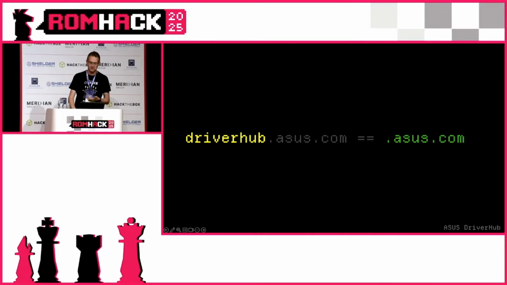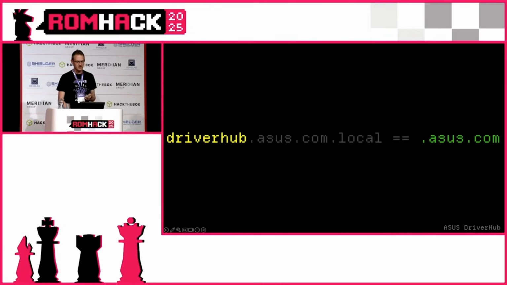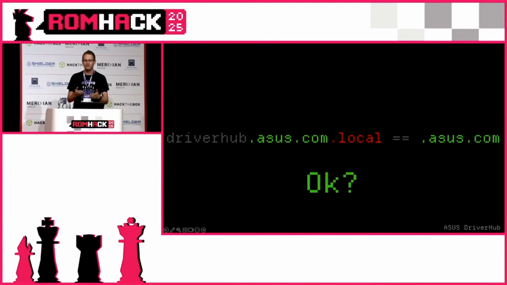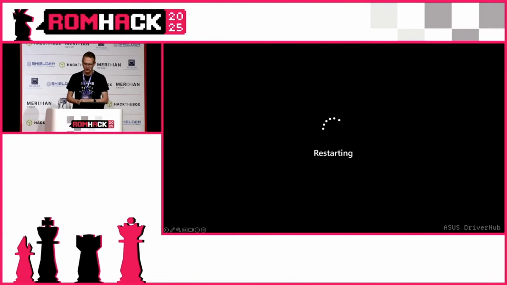To visualize what this might look like, imagine you want to check if driverhub.asus.com matches the asus.com origin. The iterator will pass along until it's finished with the string, and it will return OK, exactly as you would expect it to do. But what if you gave it driverhub.asus.com.local? The iterator will continue, and when it reaches .asus.com, it's happy, ignoring the .local part at the end. This means I can invoke that reboot request from a non-asus.com origin, which is great. Another way to reboot a computer.